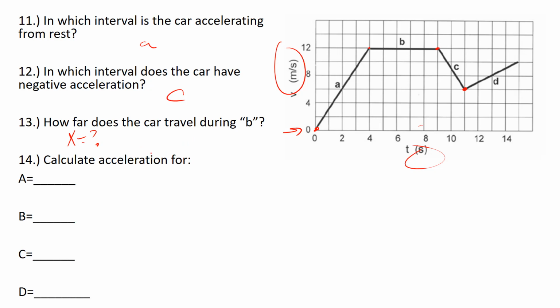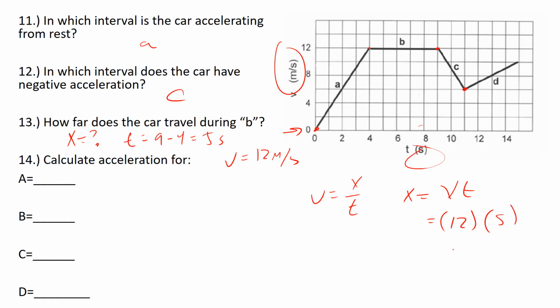During interval B, the time for interval B, let's see, it's 9 minus, it looks like 4. So it looks like it took 5 seconds. And I can also get the velocity. I was going 12. So our velocity was 12 meters per second, and it stayed there the whole time. So v equals x over t rearranges to x equals v times t. And v is 12, t is 5, and our answer here would be 60 meters per second. Or sorry, 60 meters, not 60 meters per second.